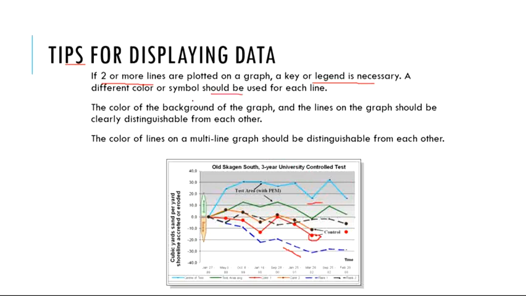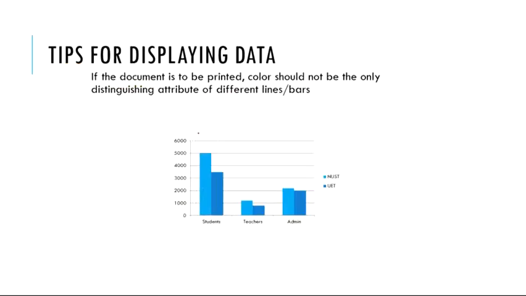Then the color of the background, graph and line should be clearly distinguishable. Okay, we saw a bad example where we used too much of yellow color, so don't do that. That would mix things up so badly that you wouldn't be able to see what's going on in your actual visualization. In case you want to print your visualization, or it would be represented in some magazine, some other printed media, then color should not be the only distinguishing attribute.